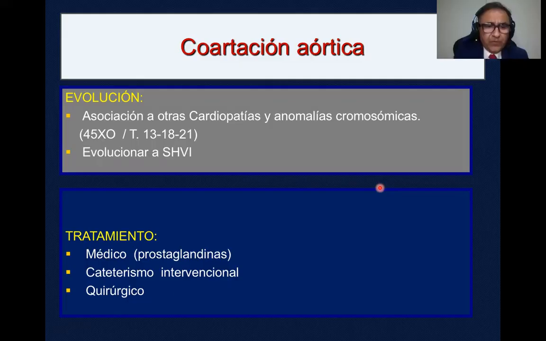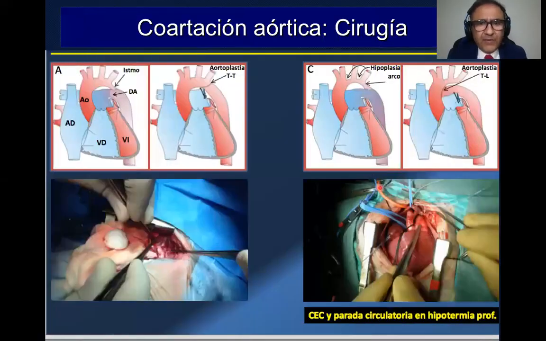Treatment with prostaglandin infusion, interventional catheterization, and surgery. The surgery is performed with cardiopulmonary bypass and circulatory arrest under deep hypothermia. It may involve an end-to-end aortoplasty.